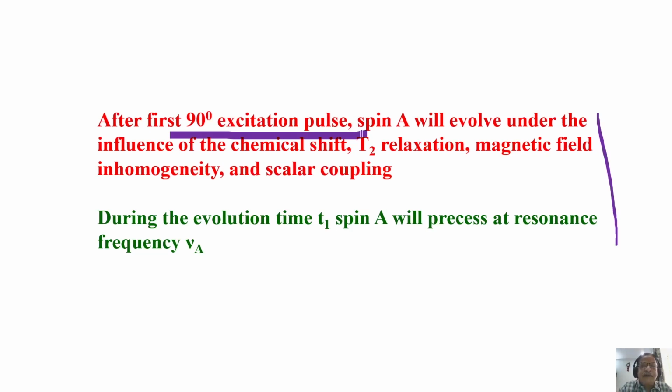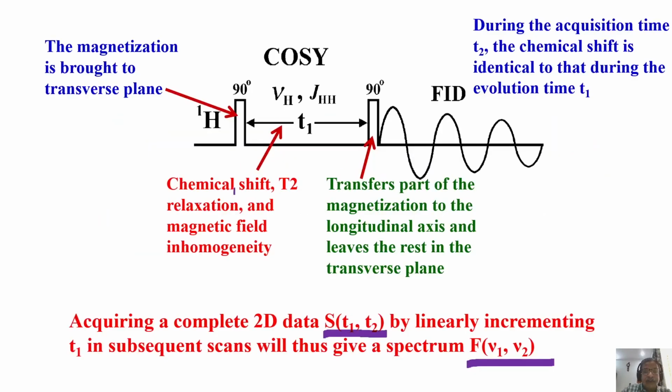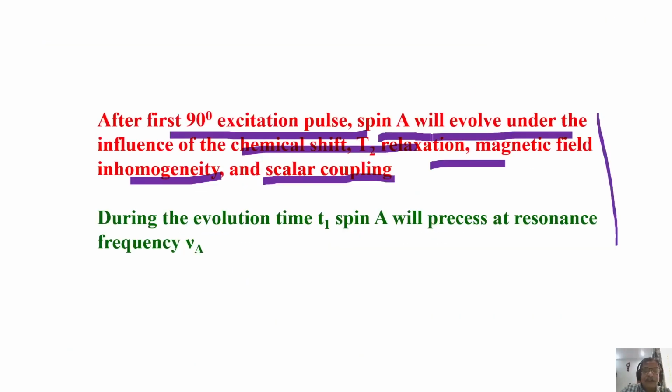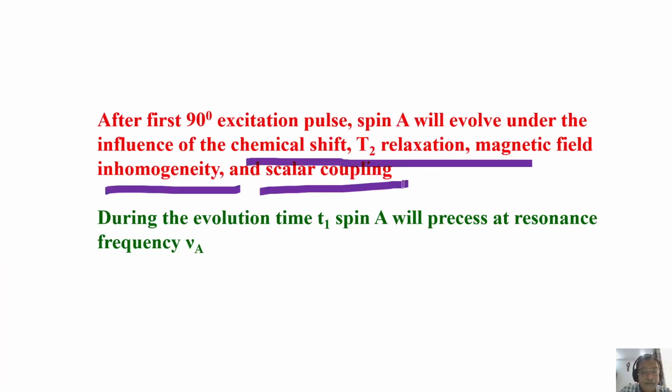If the spins are not J coupled, you will not be able to do a COSY experiment. So let us say spin A evolves under the influence of chemical shift, T2 relaxation, magnetic field inhomogeneity, and scalar coupling, all of which I told you here. It evolves under various parameters: chemical shift, relaxation, magnetic field inhomogeneity, and of course coupling. Everything will be present. The spin A starts evolving under the influence of all these parameters.